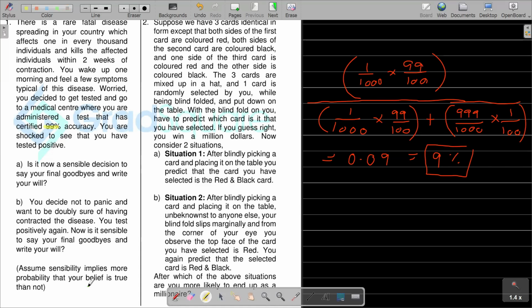Again, remember that you need to have more probability that your belief is true than not, which means you have to get a more than 50% probability after the second test. Do you think a second test will give you a more than 50% probability? Without calculating. One test is giving you 9%. Two tests should give you how much probability? Think about it in a very instinctive fashion and tell me. Instinctively.